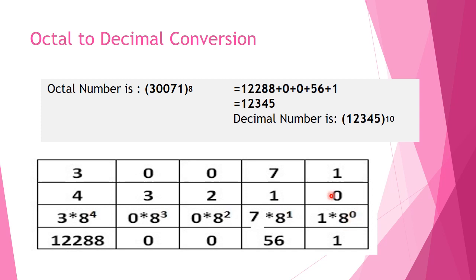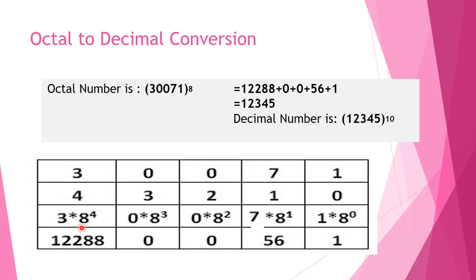Now the power we will keep according to their position. If one is in position 0, we will keep the power of 8 as 0, and this 7 is at position 1, so 8 to the power of 1, and this 0 is at position 2, so 8 to the power of 2. The position of this 0 is 3, so 8 to the power of 3. The position of this 3 is 4, so 8 to the power of 4.